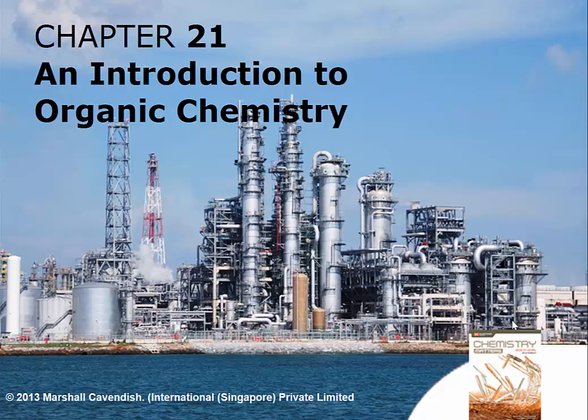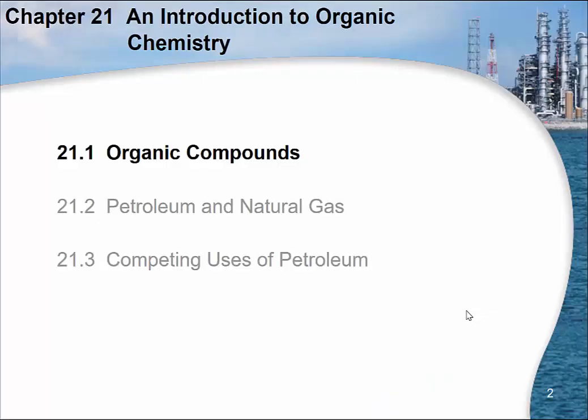Chapter 21, An Introduction to Organic Chemistry. In this chapter, there are three sections. The first section is about organic compounds. Second section is about petroleum and natural gas. And then last but not least, competing uses of petroleum.